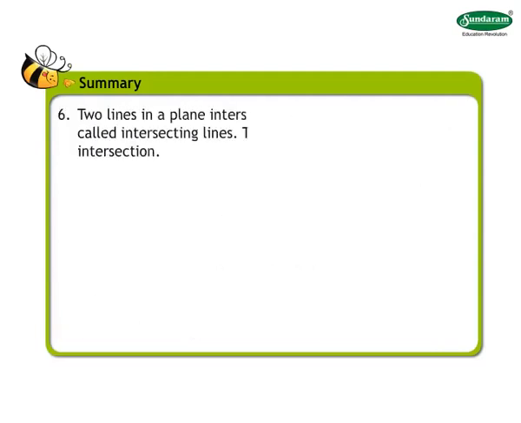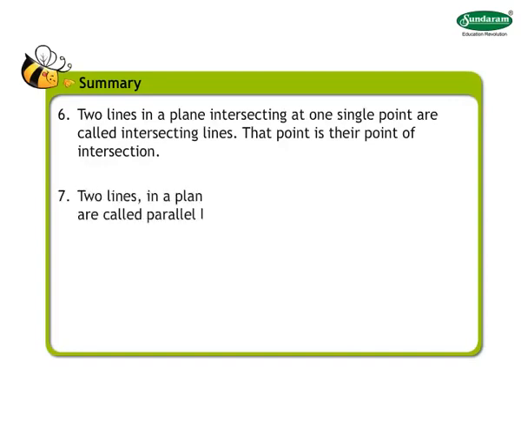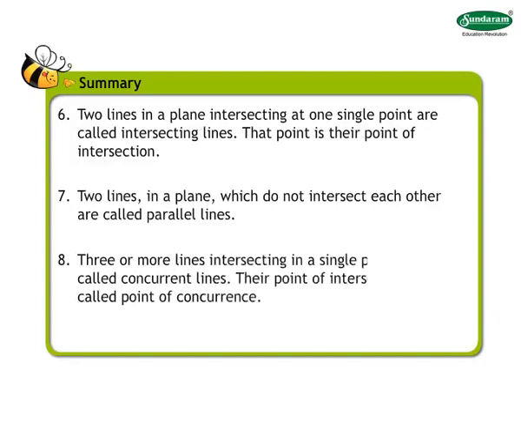2 lines in a plane intersecting at one single point are called intersecting lines. That point is their point of intersection. 2 lines in a plane which do not intersect each other are called parallel lines. 3 or more lines intersecting in a single point are called concurrent lines. Their point of intersection is called point of concurrence.